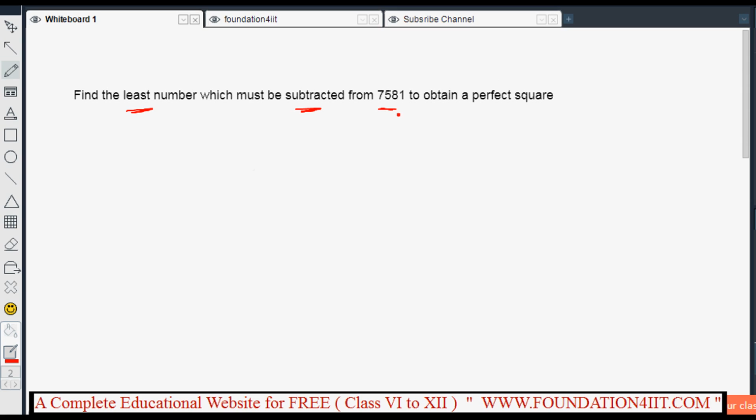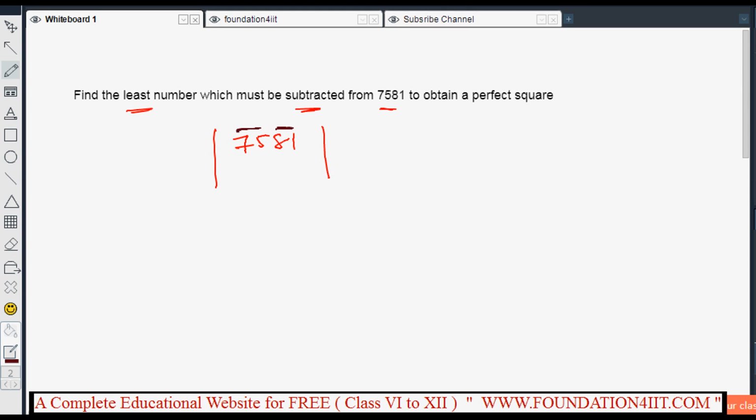So 7581 is not a perfect square up to now. But if you subtract something from this, then it will become a perfect square. So what we need to subtract, that we have to find out. So with the normal division method only, we'll start the problem first. That is 7581. Then we can see what we need to subtract.